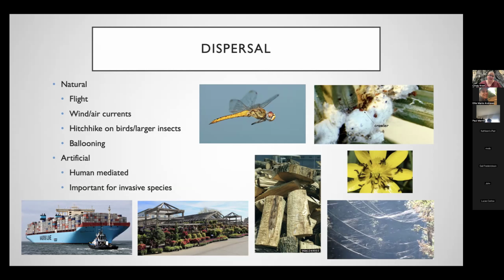There's also artificial dispersal. So again, human mediated, where we're moving, say, firewood in which flat-headed borer is inside, and we're moving it to other states. Well, that's human mediated movement of insects. And this is really important for invasive species because this is how invasive species get introduced to us in the US. Shipping containers, nurseries, the movement of plant material can definitely move insects around.